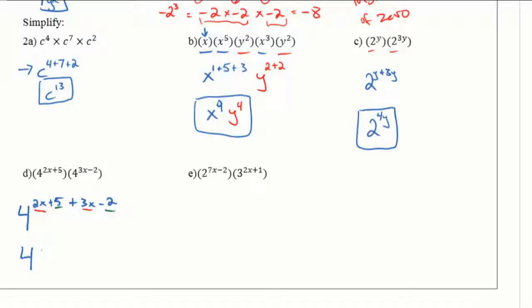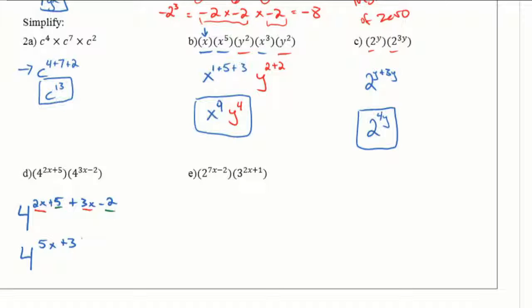I have 2x's plus another 3x's, so I have 5x's. And then I have 5, and I'm going to take away 2. So I have plus 3. So 4 to the power of 5x plus 3.